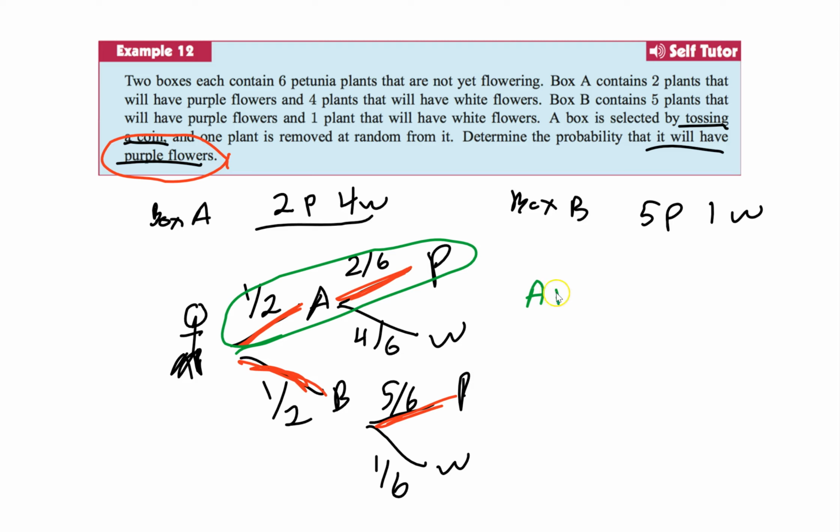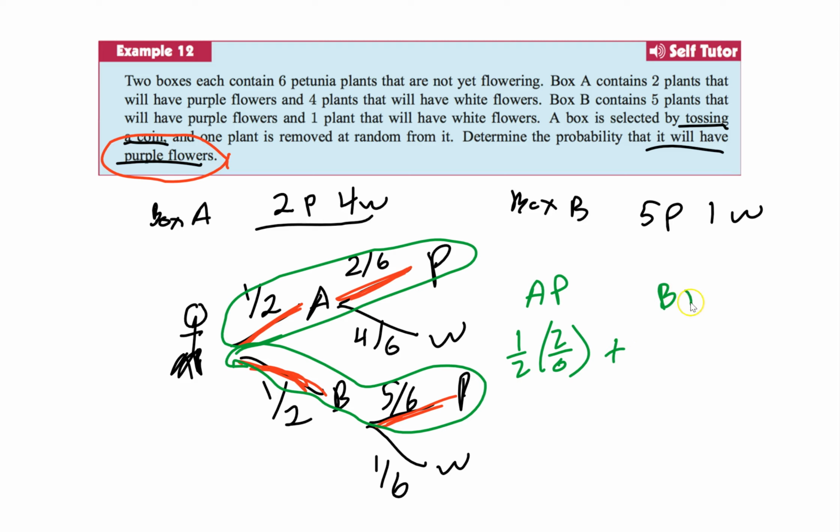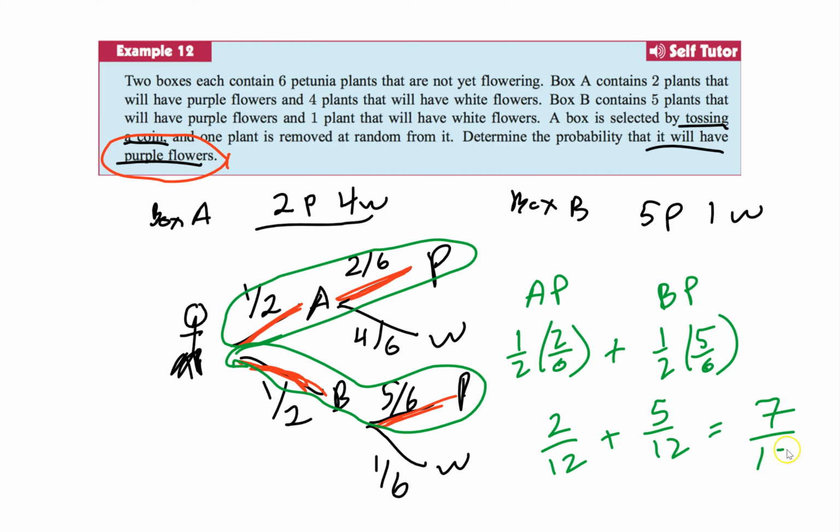So A in purple would be 1/2 times 2/6. And then you add it to the other line. So once you have another line, you just add it. So it could be B in purple. So it'll be 1/2 times 5/6. Do a little math. So 2 out of 12 plus 5 out of 12, and you have a 7 out of 12 shot of selecting a purple flower from this situation.